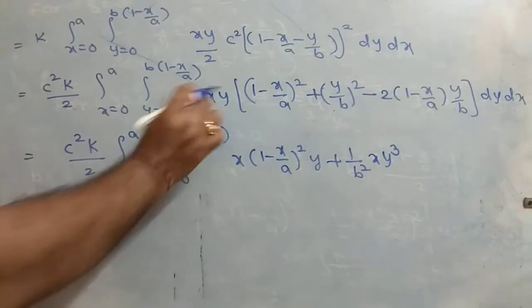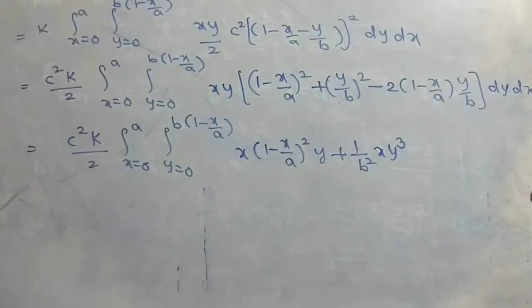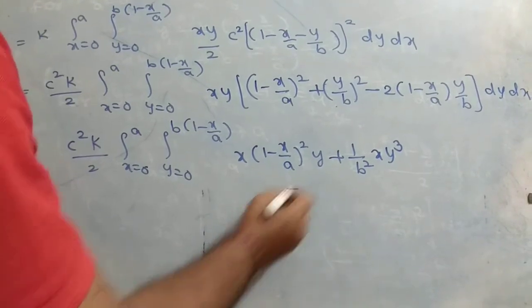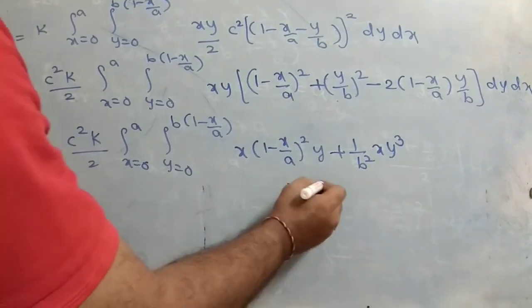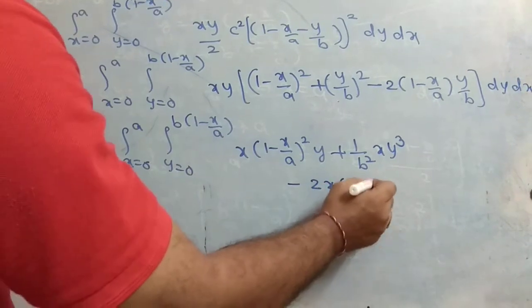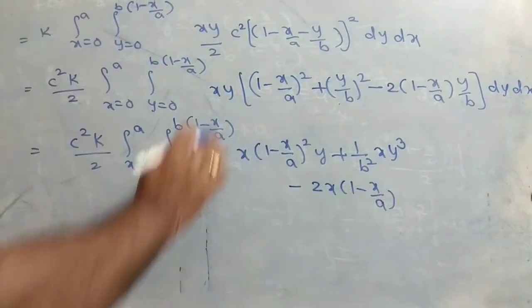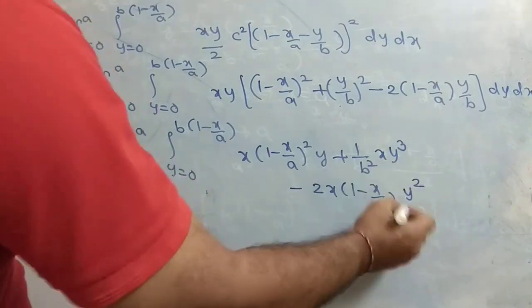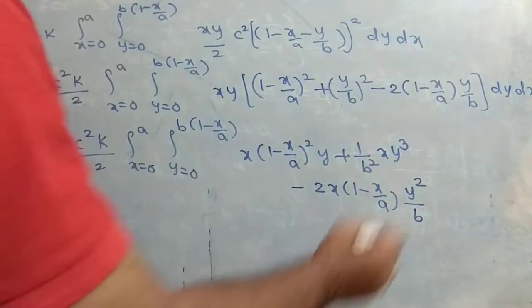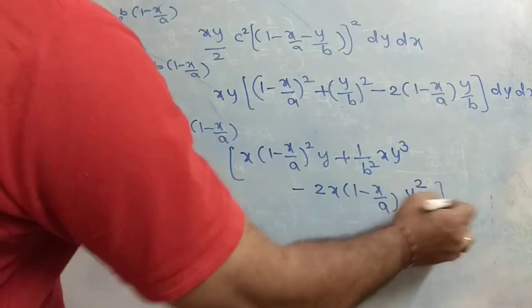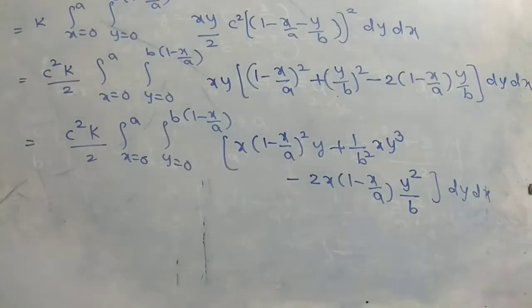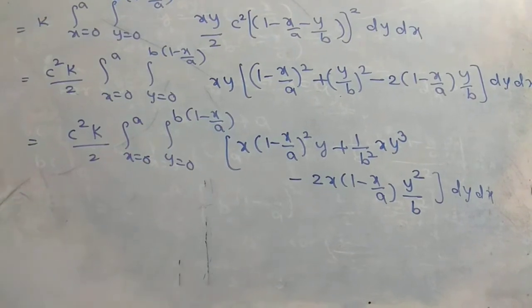Okay, similarly this entire value is multiplied by that. So totally I am getting here minus 2, it is x as it is into (1 minus x by a) as it is, and y into y is nothing but y square, divided by b. So this is overall dy dx. Now you need to find the integration with respect to the y variable.